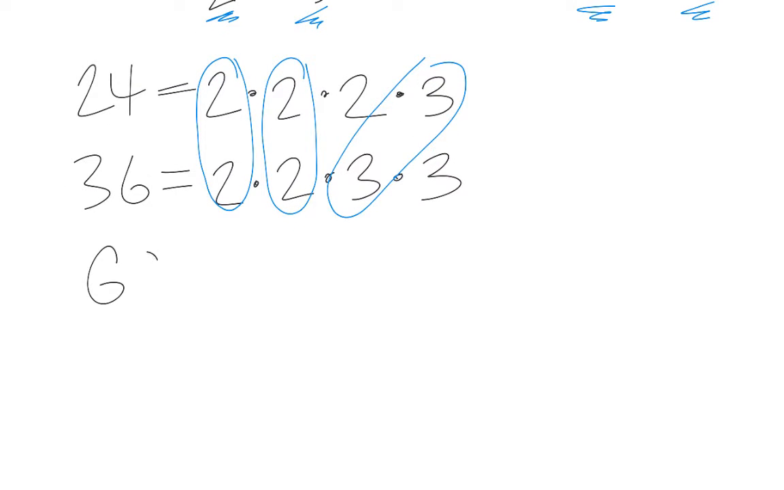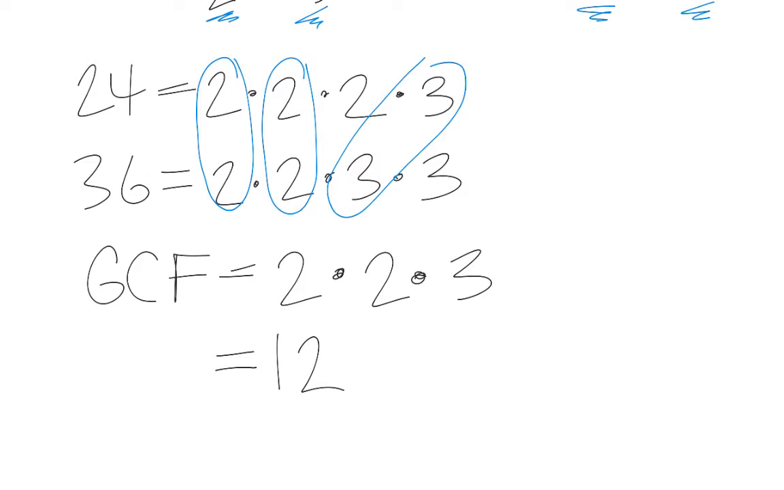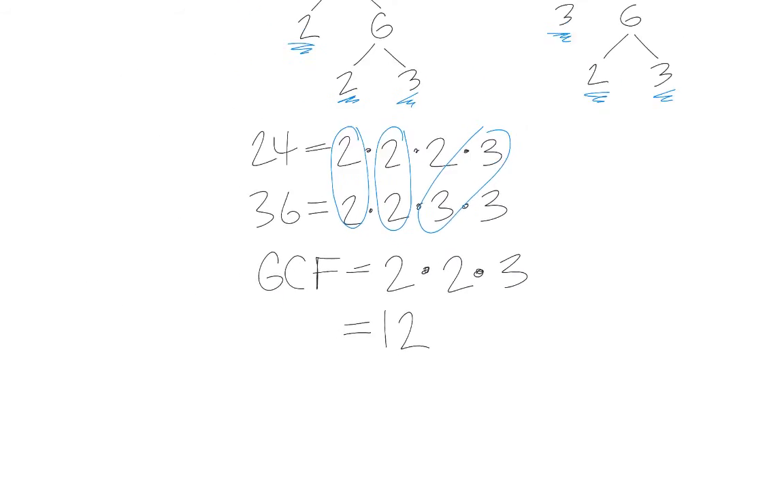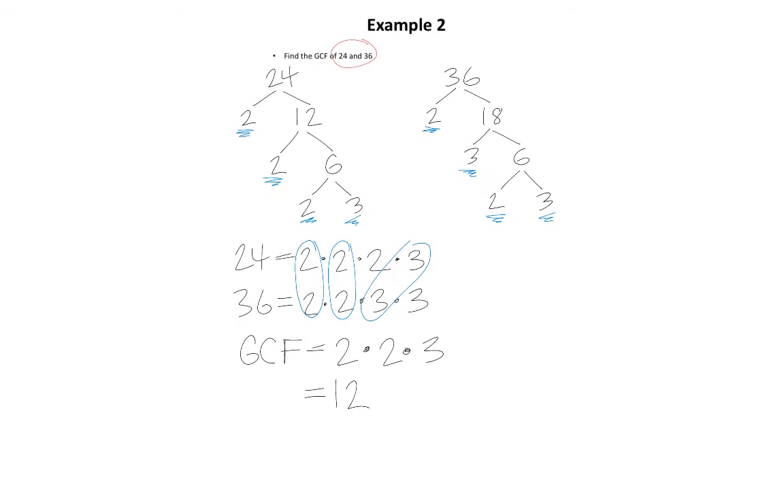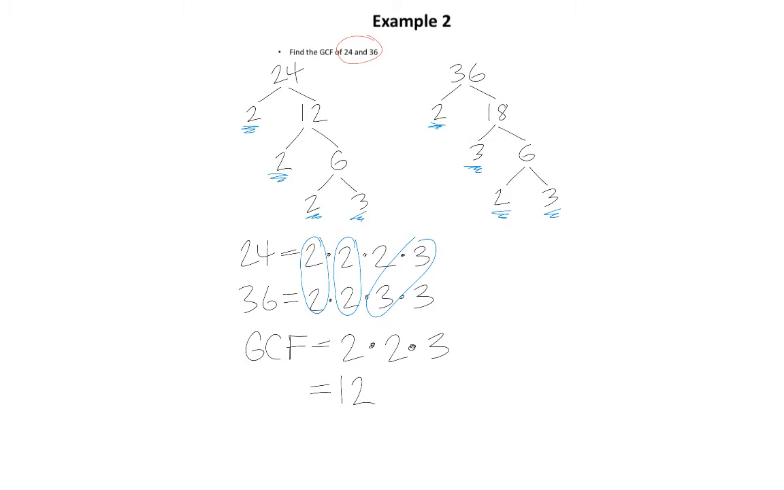So our greatest common factor is equal to 2 multiplied by 2 multiplied by 3. 2 times 2 times 3 is 12, which matches my prediction. Therefore, the greatest common factor of 24 and 36 is 12.